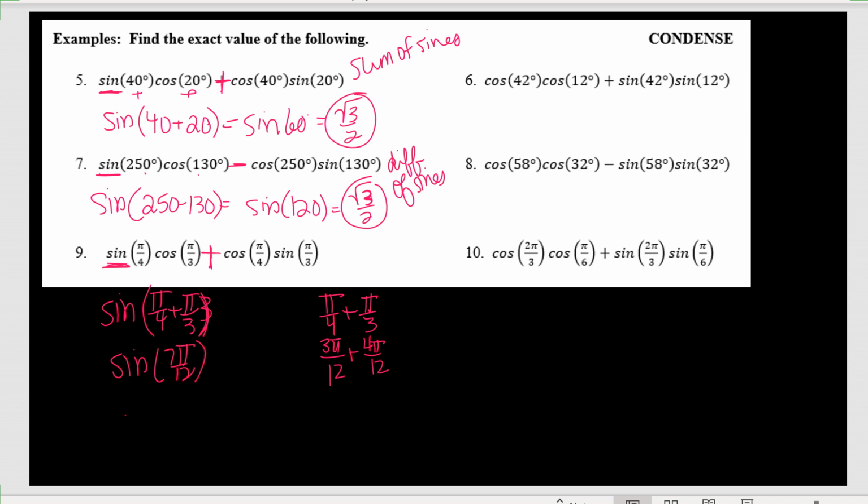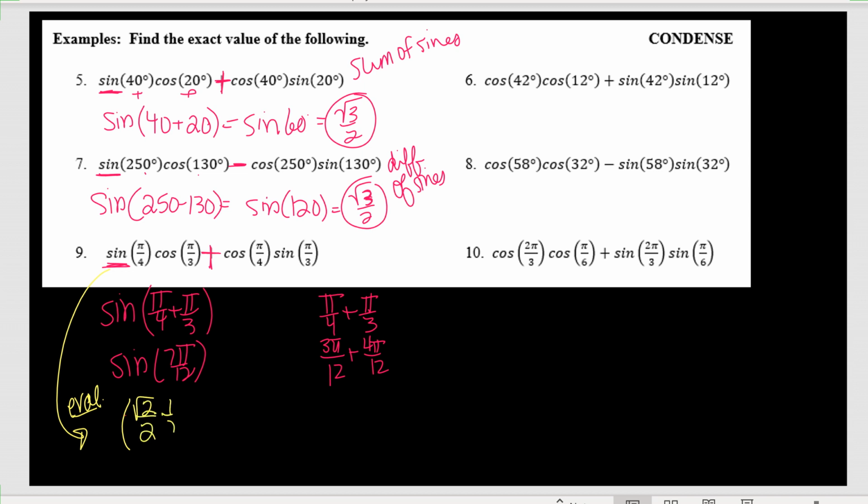Now, as we're thinking about this, sine of 7 pi over 12 is not a value on the unit circle. So if we have condensed and it didn't make it any easier for us to just go to the unit circle and get the answer, then what we should have done is just evaluated like it was to begin with. So sine of pi over 4 is the square root of 2 over 2.